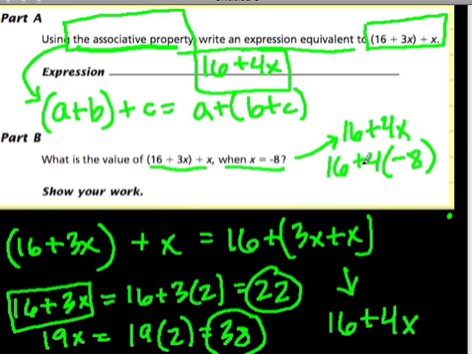I'm going to multiply before I add. 4 times negative 8 is negative 32. And 16 plus negative 32 just equals negative 16. And that's our answer.